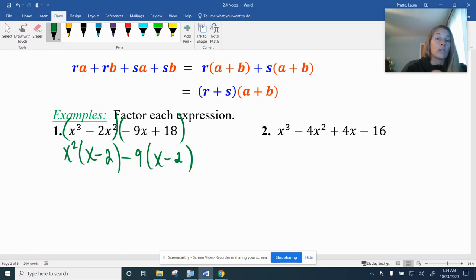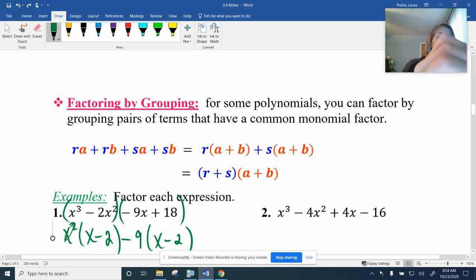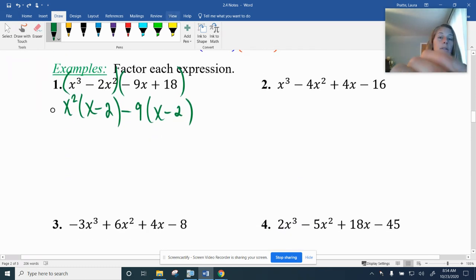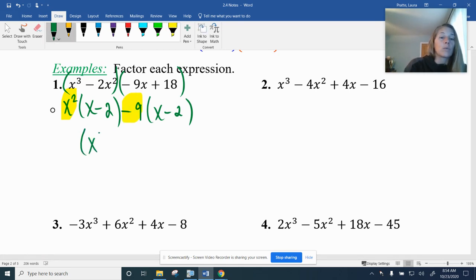So now we take those two GCFs, which are the x squared term here, and this negative 9 term. And then we're going to put those together as one of our factors. And then that x minus 2 is our second factor.